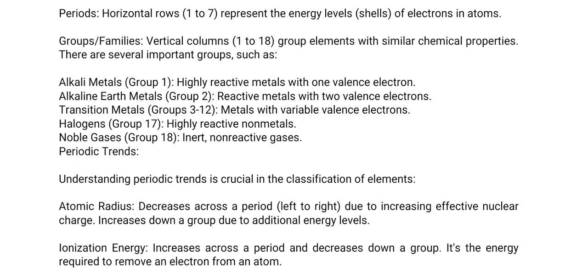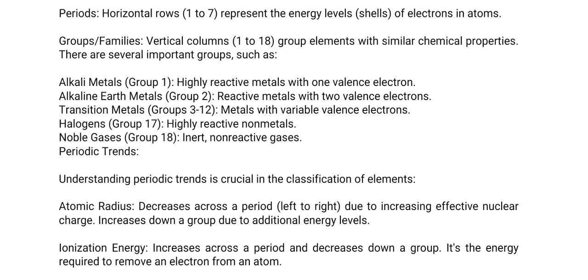There are several important groups such as alkali metals, highly reactive metals with 1 valence electron; alkaline earth metals, group 2, reactive metals with 2 valence electrons; then transition metals, group 3 to 12, metals with variable valence electrons; then halogens, group 17, highly reactive non-metals; and noble gases, inert non-reactive gases.